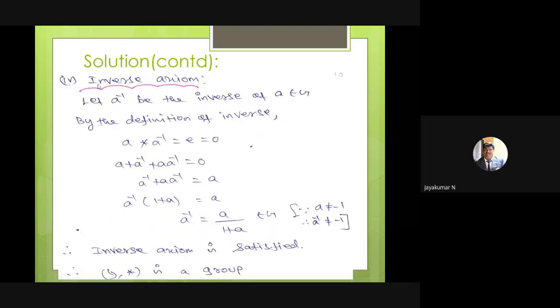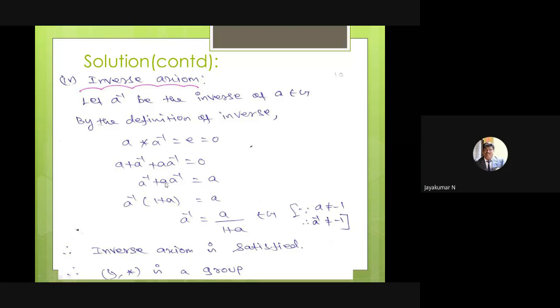Similarly, inverse axiom. So let A inverse be the inverse element of A in G. By the definition of inverse, A star A inverse equal to E. We know that E equal to 0. So I substitute here. Apply the binary operation for the left hand side. A plus A inverse plus A A inverse, because before plus after plus before into after, which is equal to 0. I can take out A on the right hand side. Here I missed the minus sign. Okay, sorry. So A inverse plus A A inverse equal to minus A. I can take out A inverse outside. Finally, I get A inverse into 1 plus A, divided by 1 plus A on both sides. A inverse equal to minus A divided by 1 plus A.